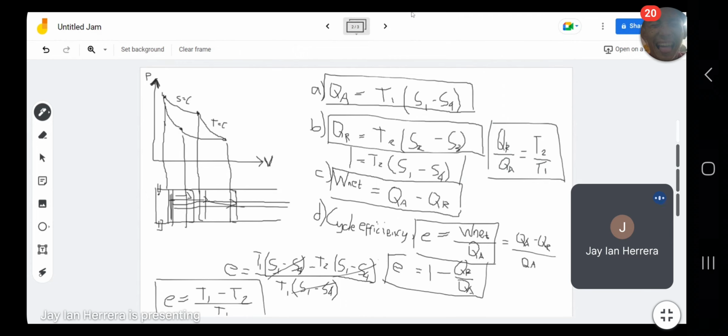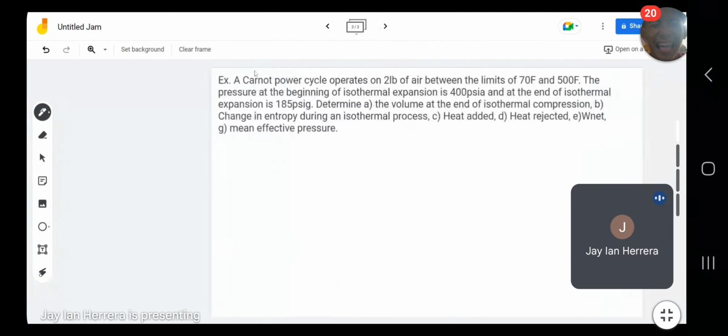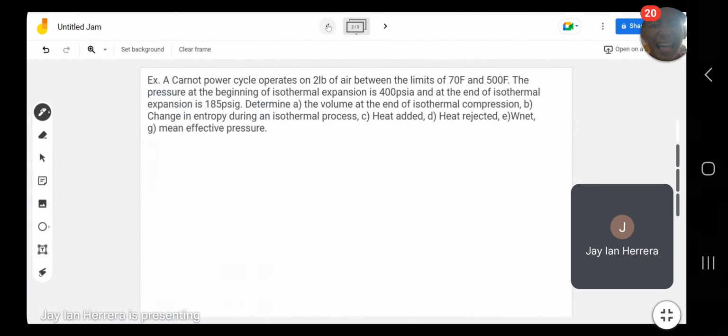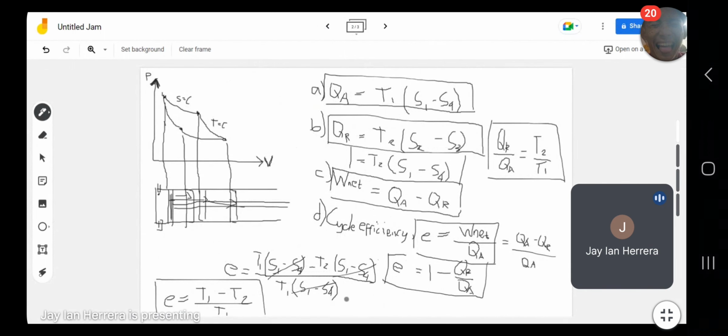And lastly, our sample and our MEP or mean effective pressure. Or in some books, ganyan ang paglagay nila: mean effective pressure.